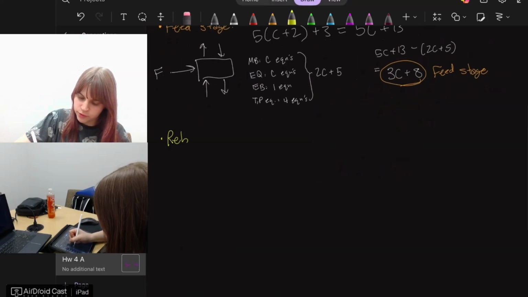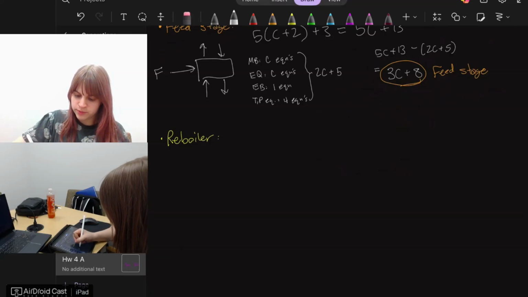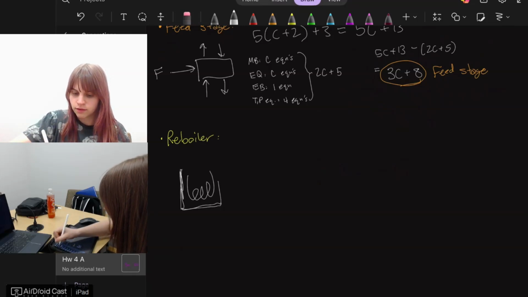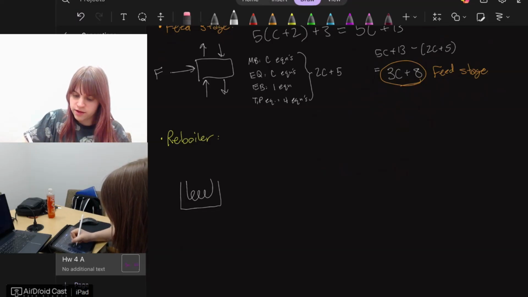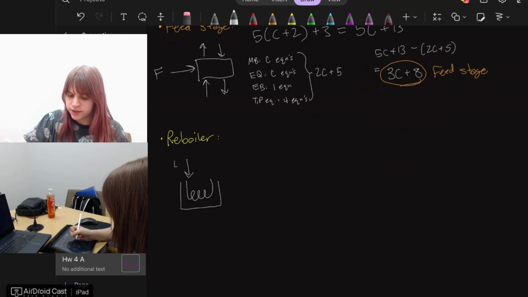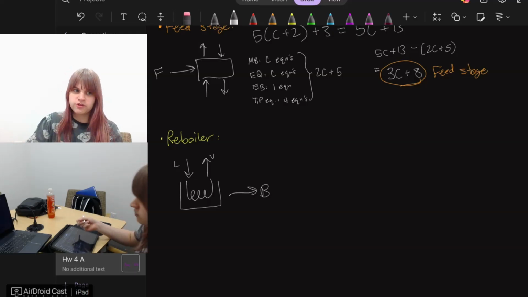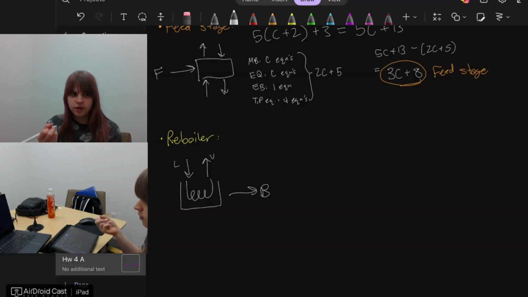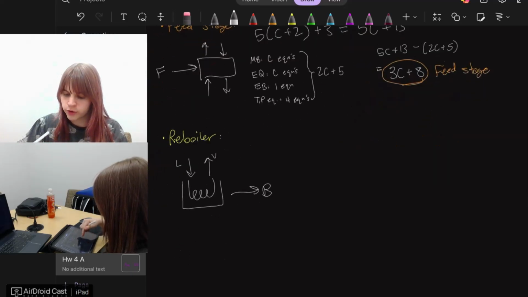So the reboiler, if we remember, is something like this. We have a liquid going down into it. We're sending vapor back up, but we also take out the bottoms. So this time we only have 3 streams instead of 5 or 4.